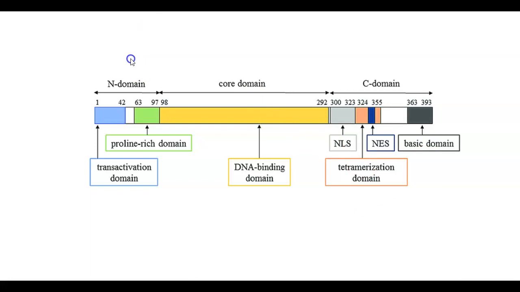Now if we take a look at this, just from our last video, we see that there's the N domain, the core, and then the C domain. And so starting here, we have a transactivation domain. Well, that does exactly what you think it does, which is this would activate other proteins. And specifically, this makes sense that this would interact with, for example, MDM2 to activate another protein.